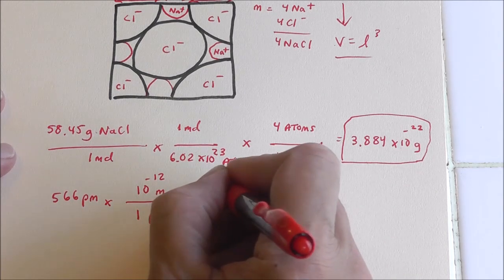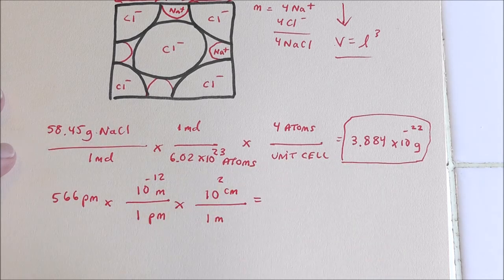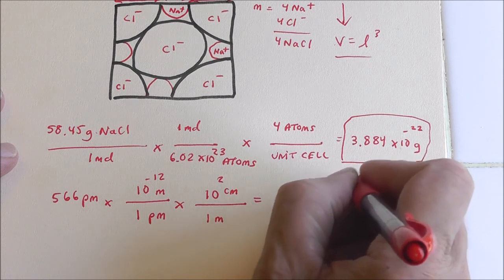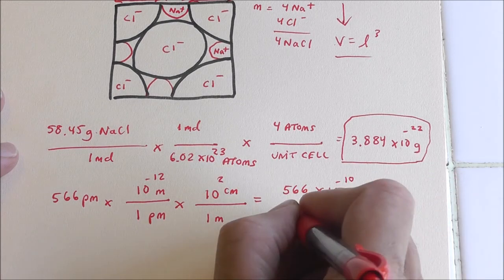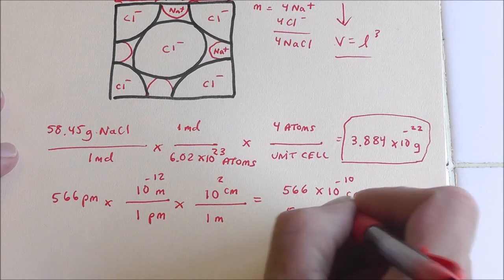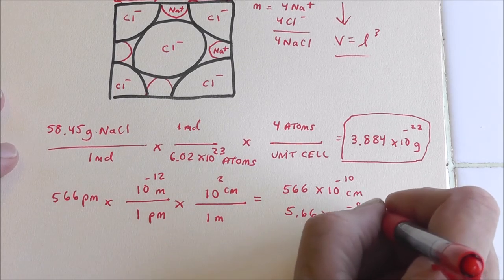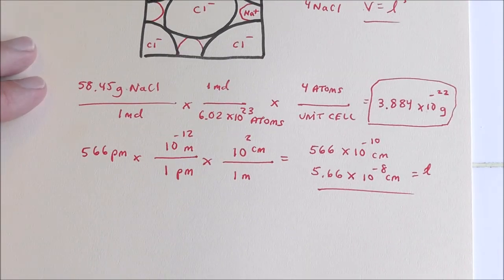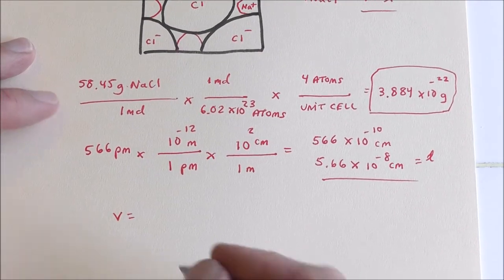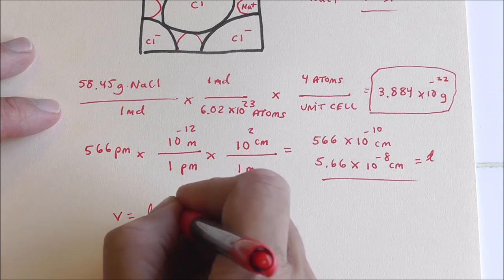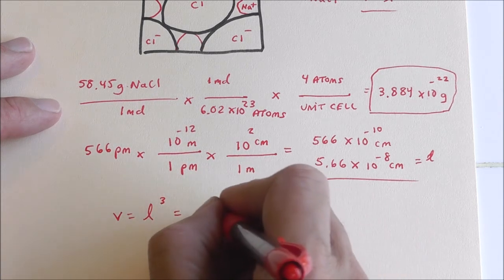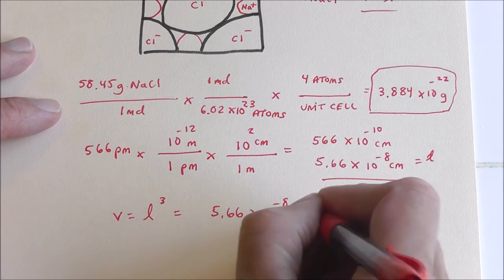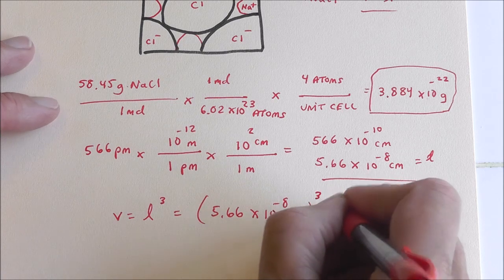1 meter, 10 to the 2 centimeters. That would be 566 times 10 to the minus 10 centimeters, also known, more properly, as 5.66 times 10 to the minus 8 centimeters. That is L. V is length times width times height, or in the world of cubes, L cubed. So 5.66 times 10 to the minus 8, cubed.